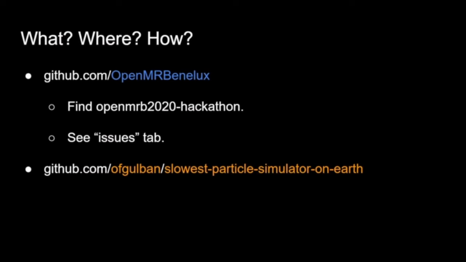What, where, and how? So I have submitted an issue in the OpenMR Benelux GitHub page. You can see more details there. There are some reading materials that you can see whether you like it or not. And also I'm planning to implement everything in a GitHub repository too, in a completely open source, which is called the slowest particle simulator on Earth, because I am planning to use Python to implement it. But as long as it works, it's fine.